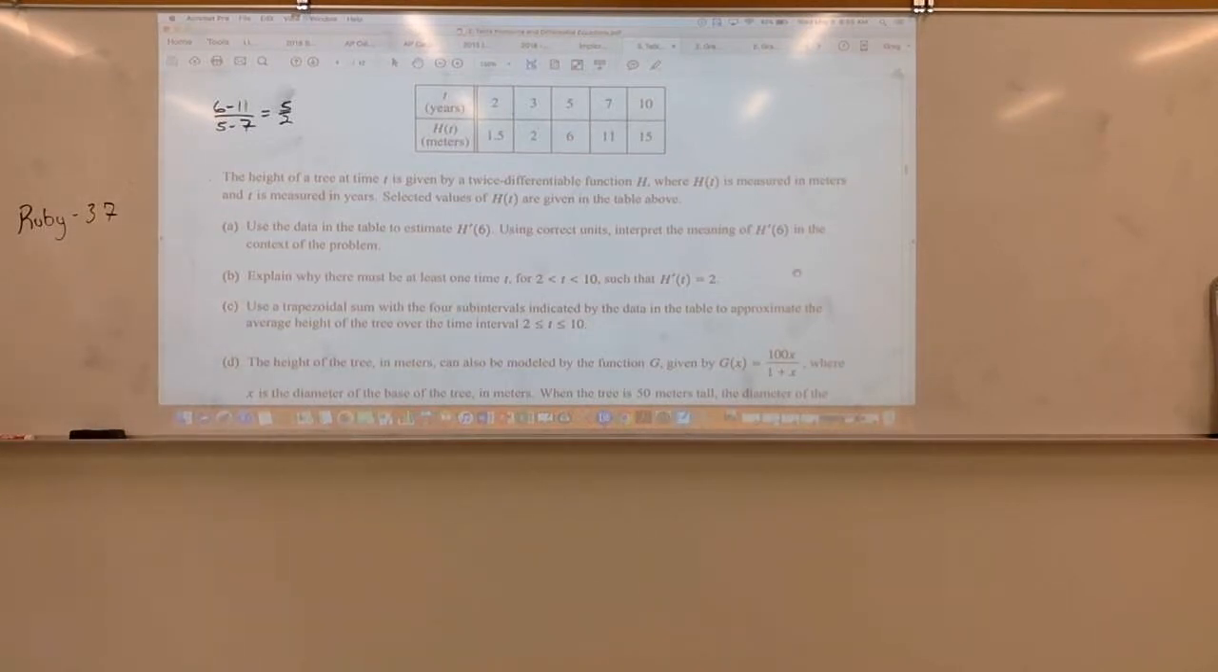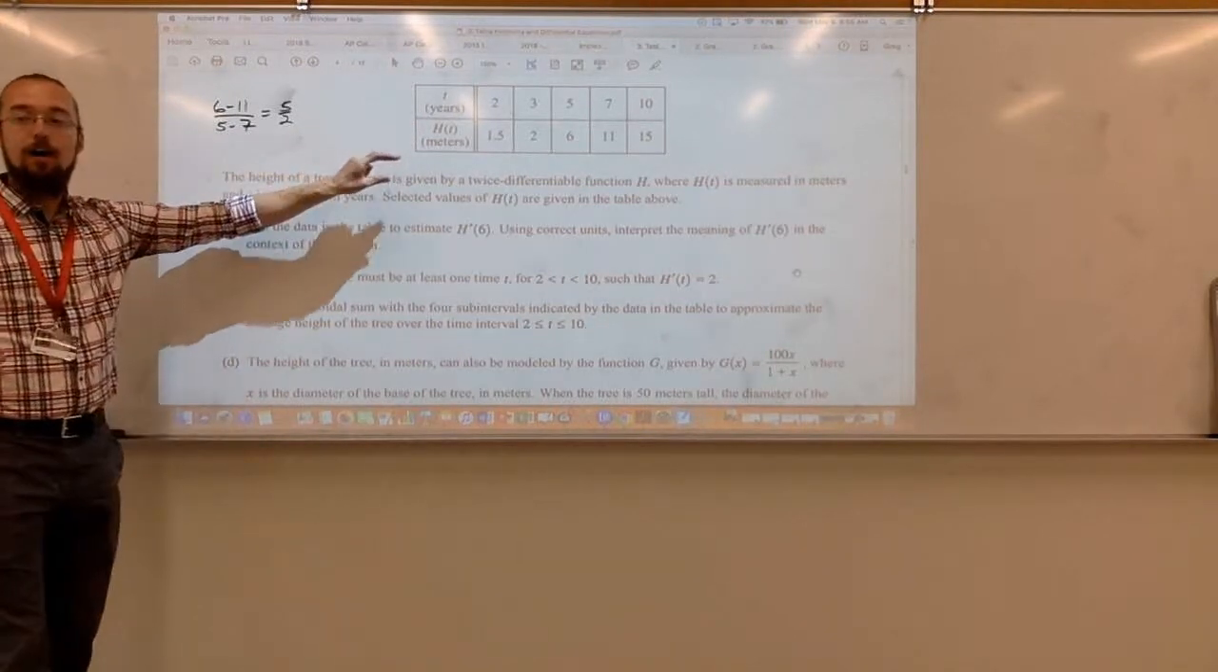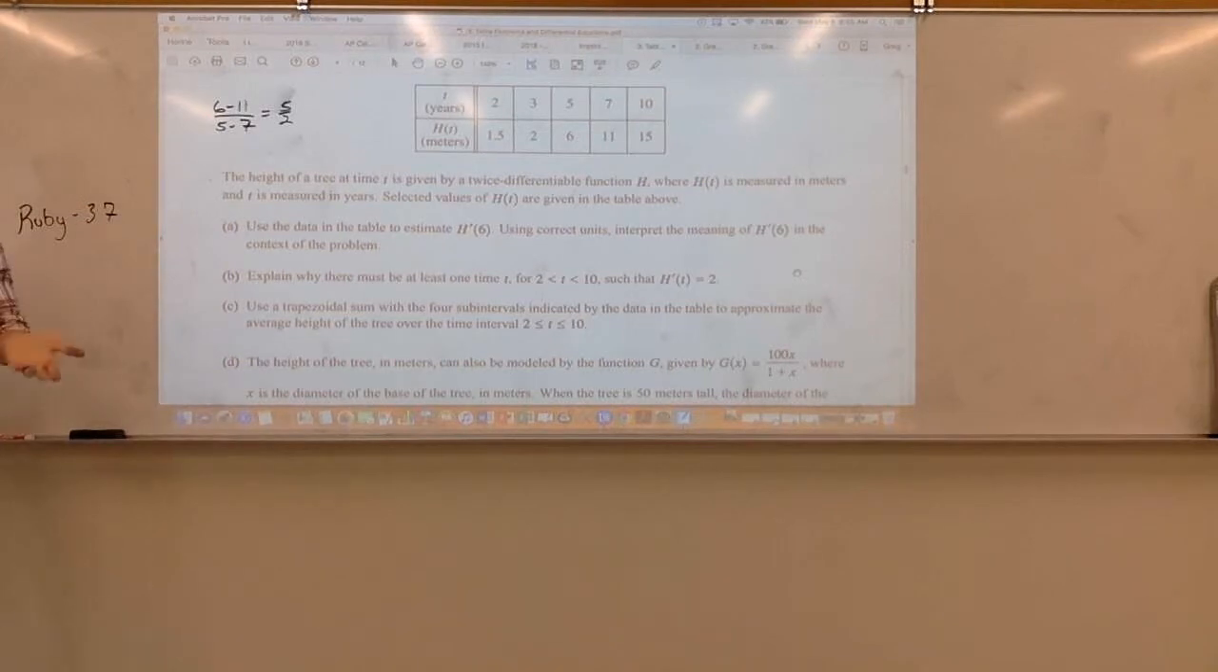Now, what would the units be for this? So h is just meters, right? So the derivative of that would be meters per year.